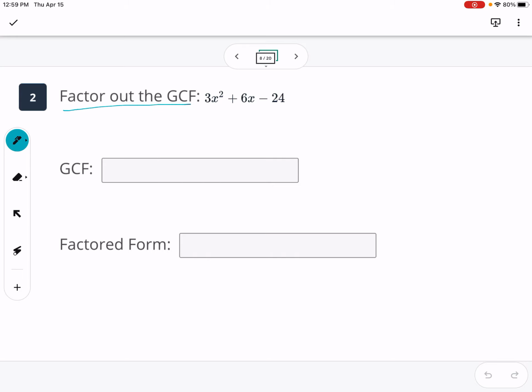Here, my goal is to factor out the GCF. Before I can factor out the GCF, I need to find the GCF. So what I'm looking for is the GCF of 3x squared, 6x, and 24.